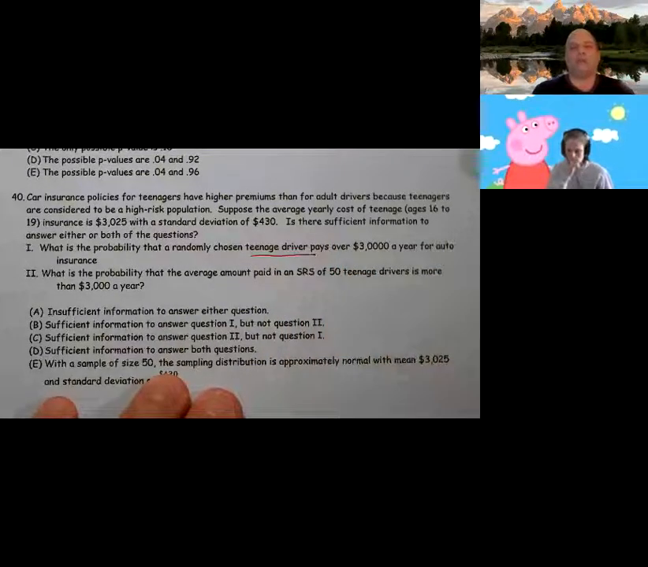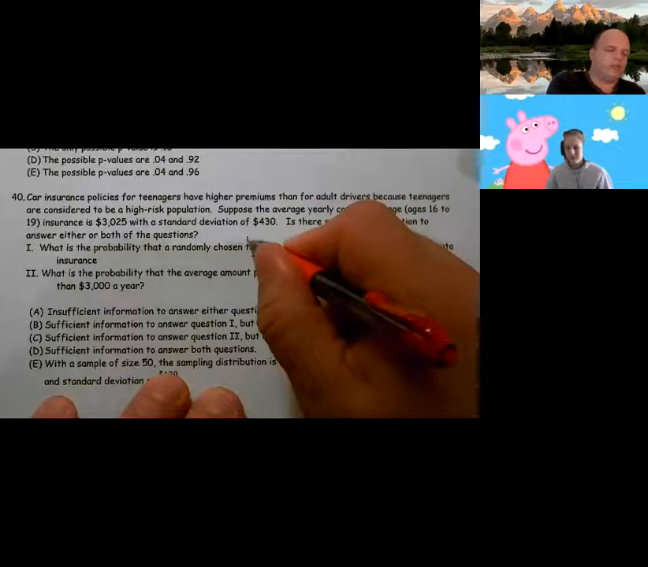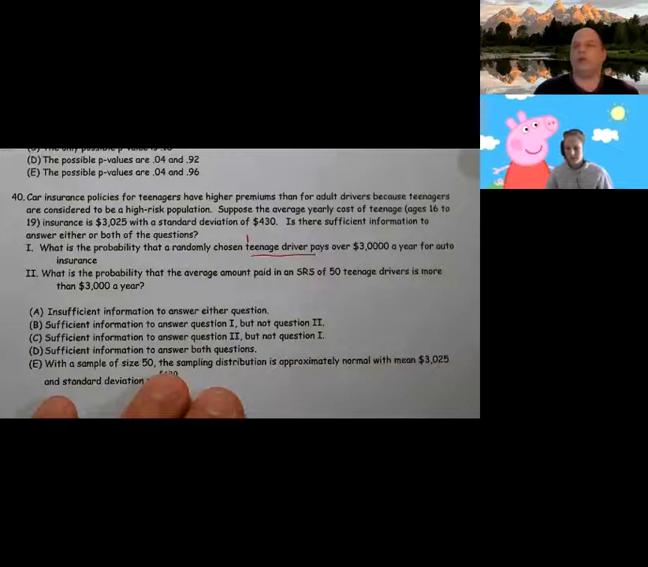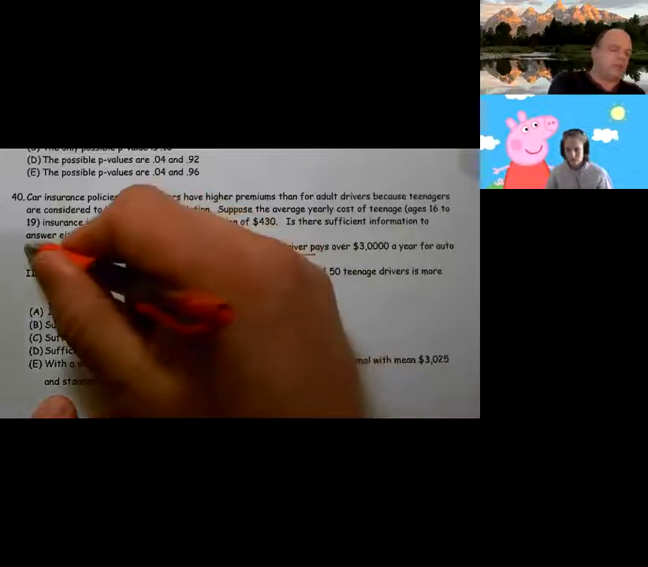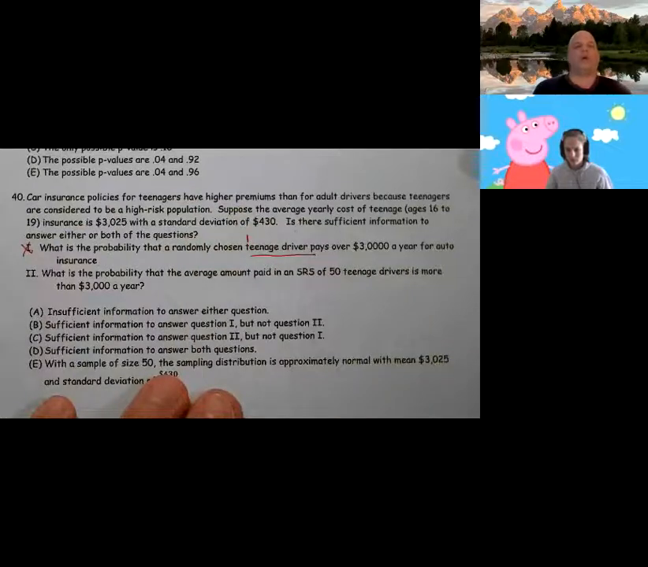I cannot do this problem. Why? An average teenager is just one, and I do not know the distribution. If I knew the distribution was normal, I could do this. But since I don't know what the distribution is, I cannot do number one.